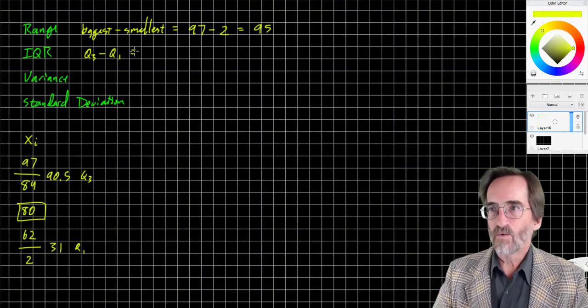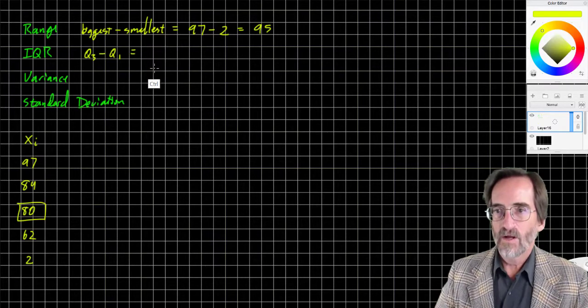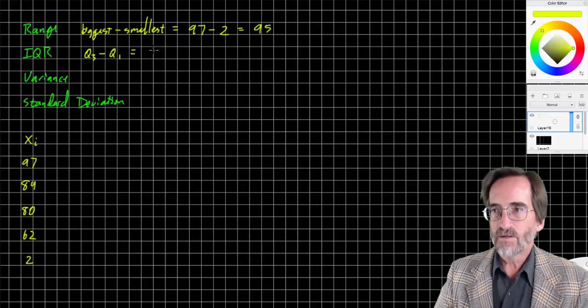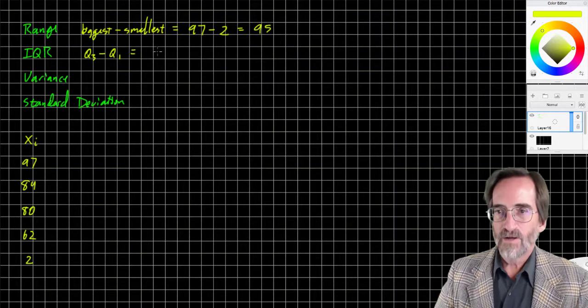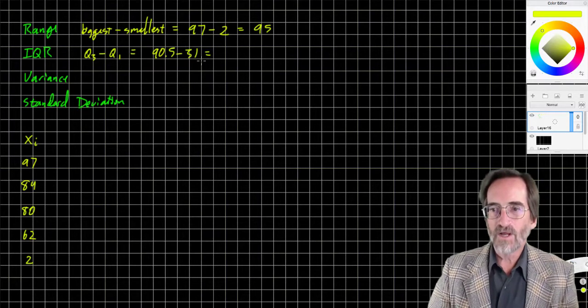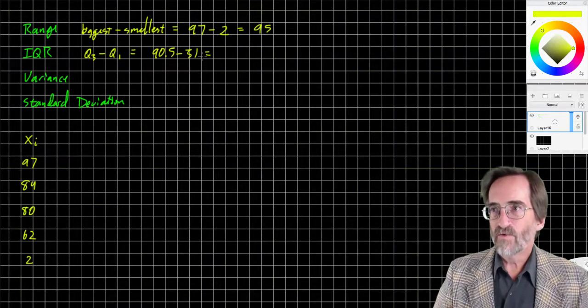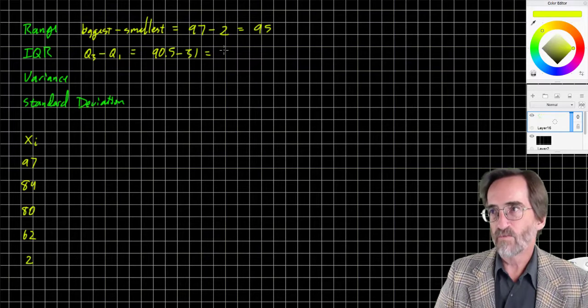In which case, the difference between the quartiles is really quite simple. It is 90.5 minus 31. And notice this is not impacted by the 2, by that outlier. 90.5 take away 31 is basically 60, take away 0.5, 59.5.